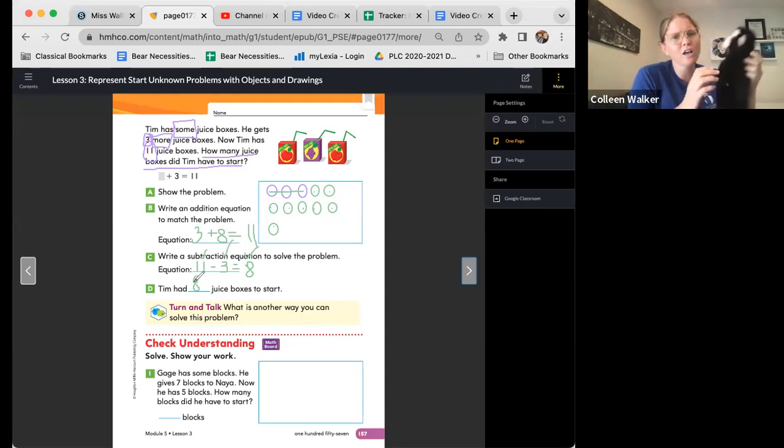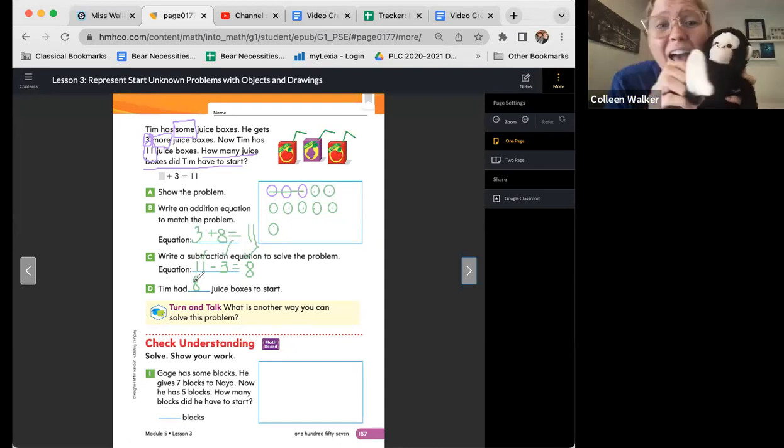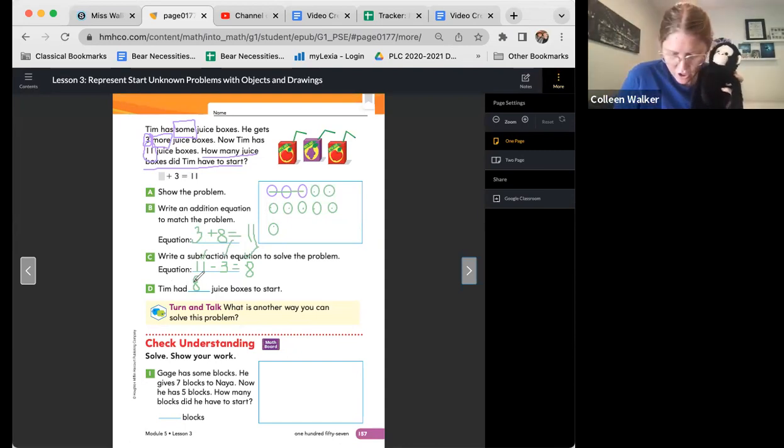Time to turn and talk. What's another way you could have solved this problem, Monkey? Awesome. So Monkey said you could have started at 3. You could have started at 3 and added counters. Oh, wait, that's what we did. Oh, got it. Okay, gotcha.